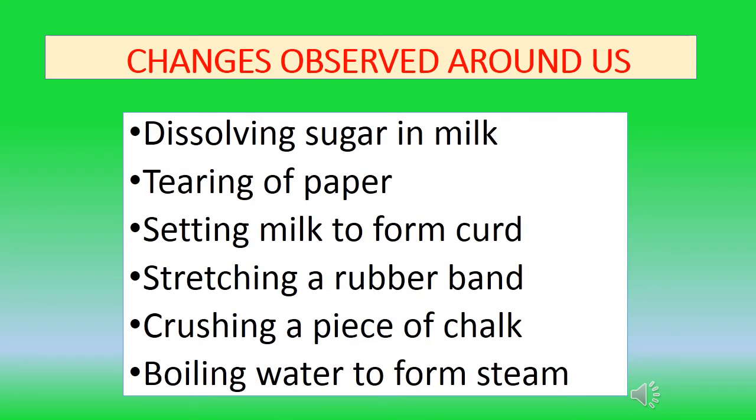Now let us discuss the various changes that take place around us. Dissolving sugar in milk, tearing of paper, setting milk to form curd, stretching of a rubber band, crushing a piece of chalk, and boiling water to form steam are common changes that we see around us. Some of them are physical and some of them are chemical. We will be discussing them in detail later.